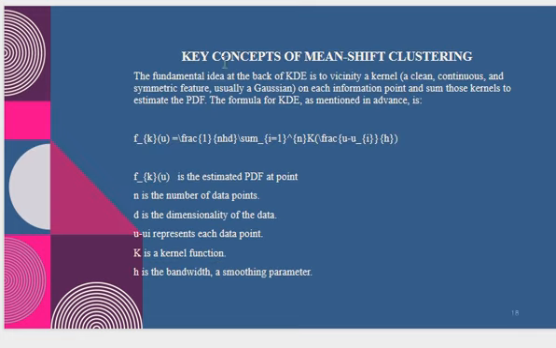So what are the key concepts? How it is done, or the back side working of the algorithm, is based on a Gaussian formula, which is the KDE, the kernel density estimate, f_k, the estimated PDF, with this formula. N is the number of points, D is the dimensionality, u_i represents each data point, K is the kernel function, H is the bandwidth. Bandwidth is the radius of how many points are to be considered.